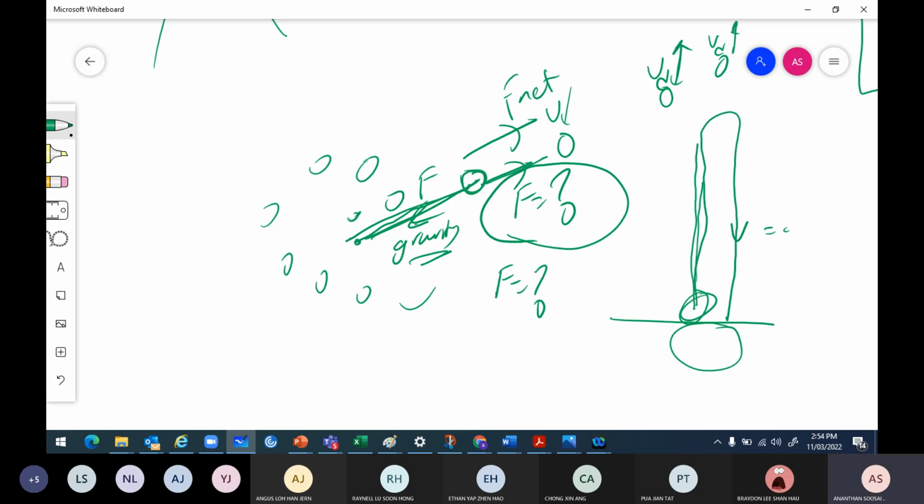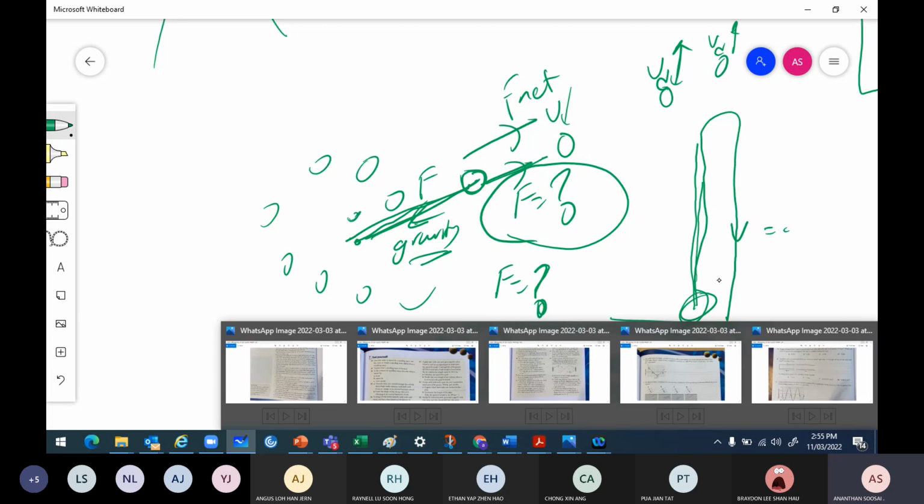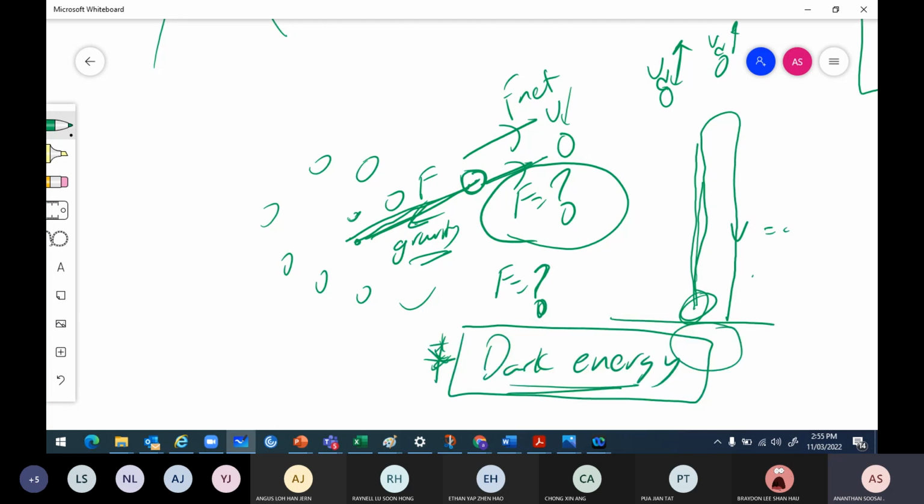Okay, so we don't have an answer for this force, but they label the energy which causes this force as something called dark energy. It's a very interesting fact in astronomy, but not in your syllabus. Why did they give the name dark? Because humans are unable to find what type of energy it is. There is a dark energy which makes it move away and causes this force.